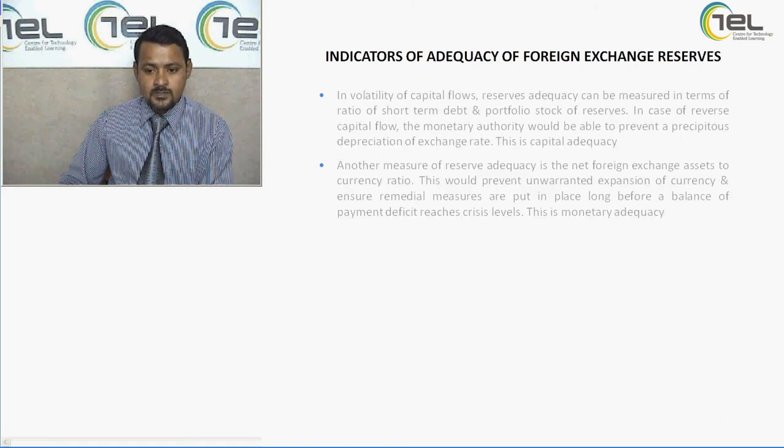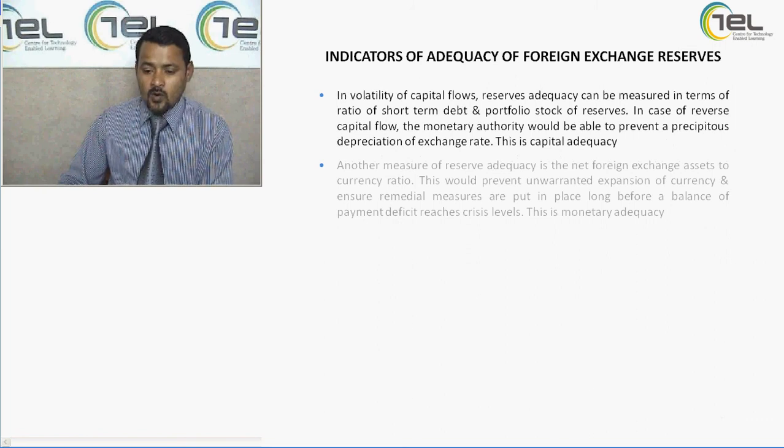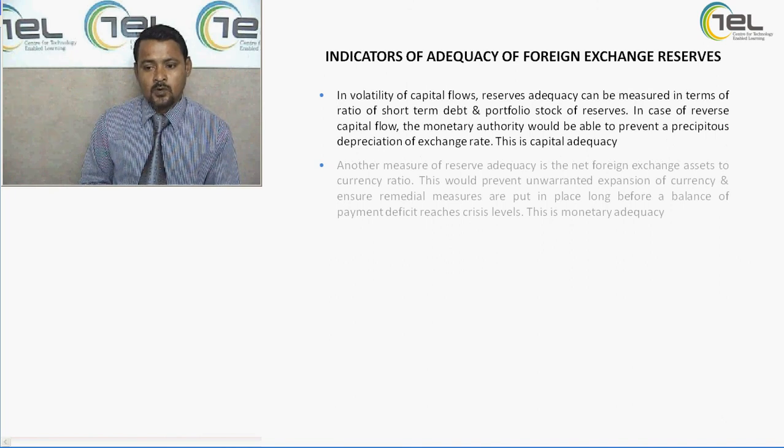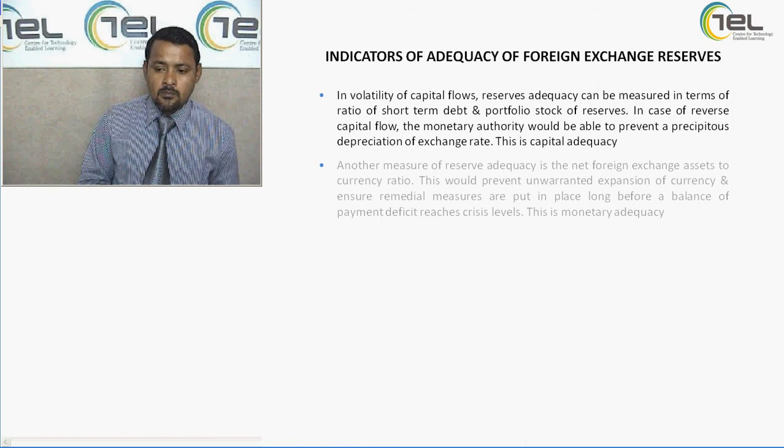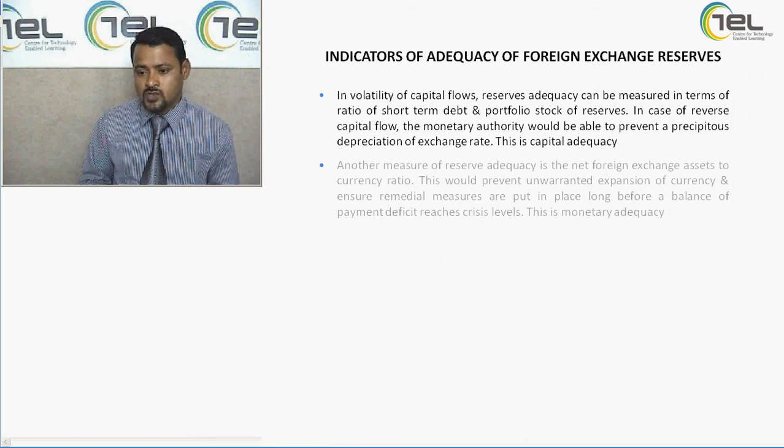In volatility of capital flows, reserve adequacy can be measured in terms of the ratio of short-term debt and portfolio to the stock of reserves. In case of reverse capital flow, the monetary authority will be in a position to prevent a precipitous depreciation of the exchange rate. So which means there are enough reserves of capital within the country and which is in reinvestable form.